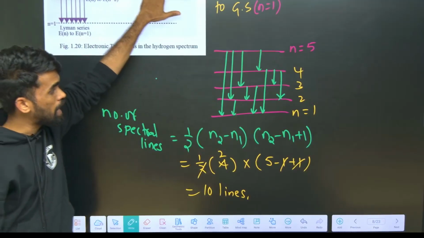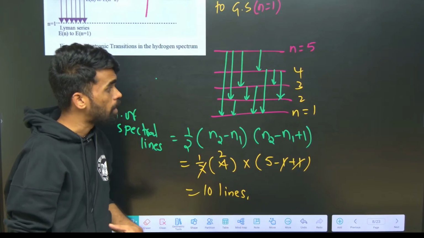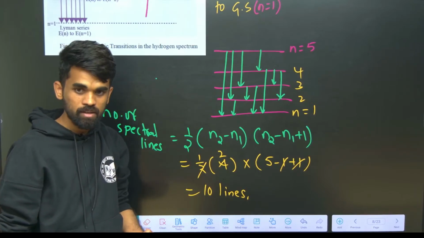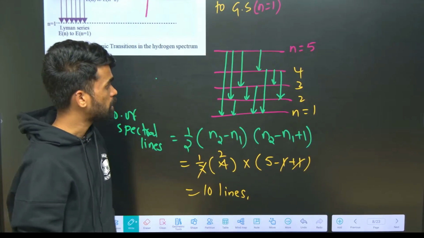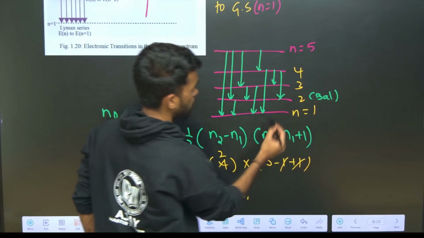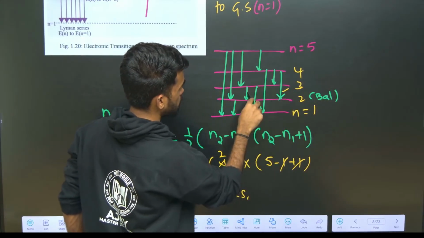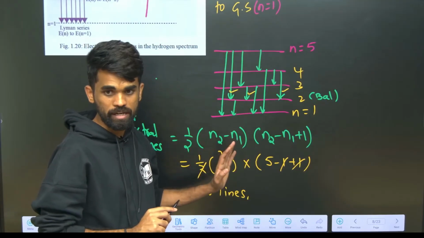Now they may ask how many lines fall in the Balmer series. 3, sir. What are those? See, Balmer series means this one, second level. So this line, this line, this line, 3. Like this also they may ask, you should be able to identify that.